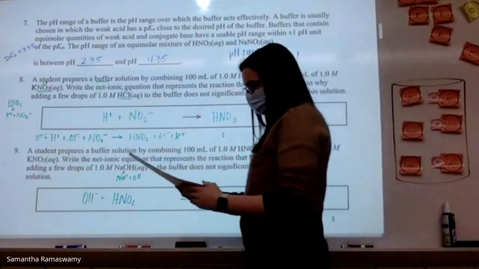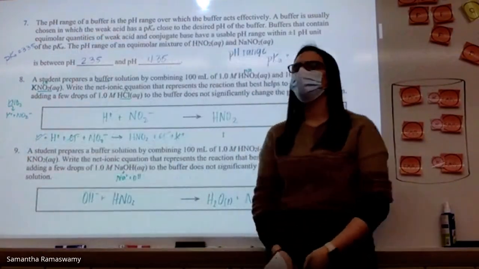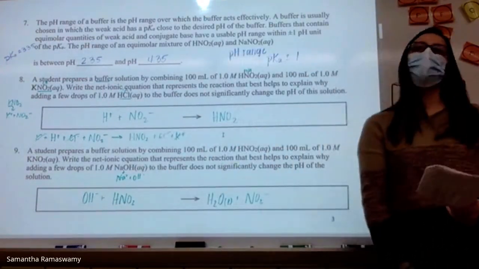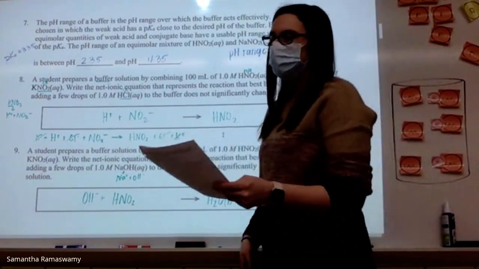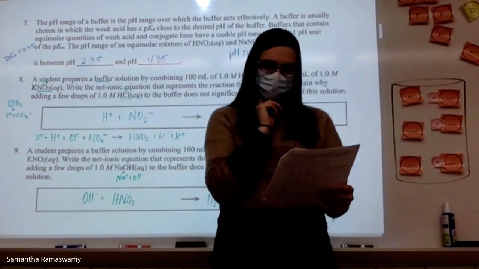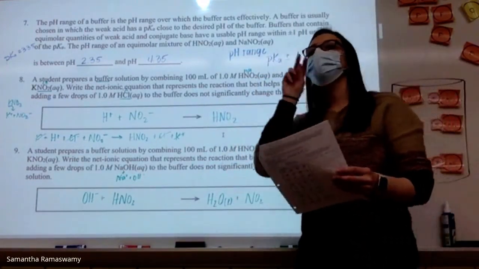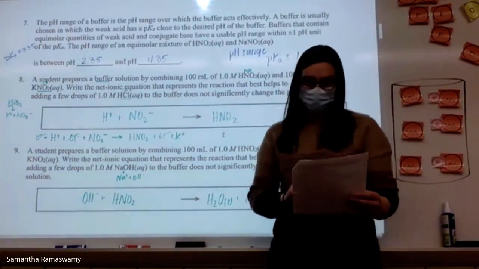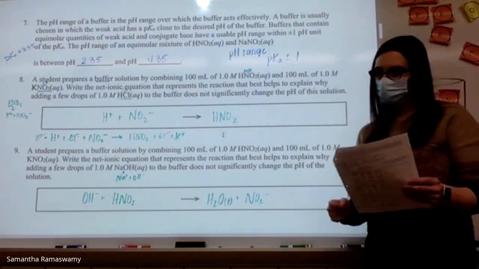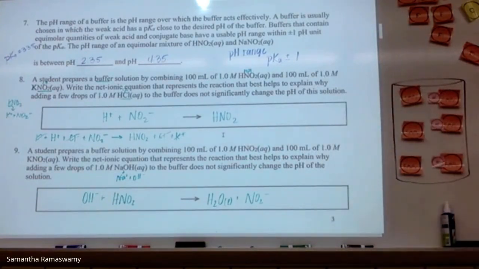So if you flip over to number 10, I just want you to read through number 10. It gives you buffer X and buffer Y. You're going to be thinking about buffer capacity. So number 10 says, which of the buffer solutions shown above will be more resistant? So it tells us that they're both buffers. But it says, which of the buffer solutions will be more resistant to changes in pH when either a strong acid or a strong base is added to the buffer? Justify your answer.